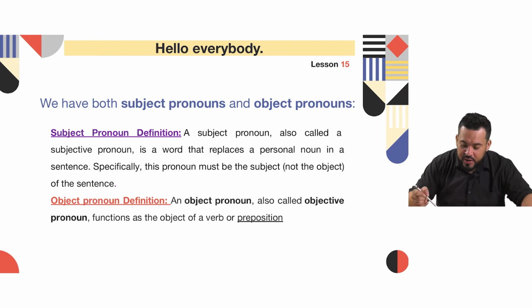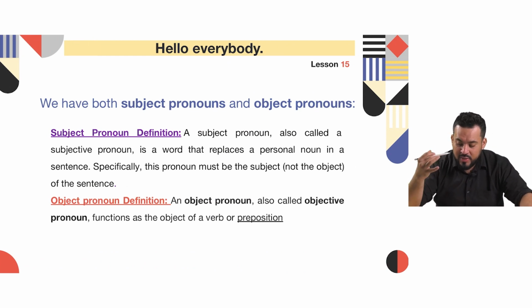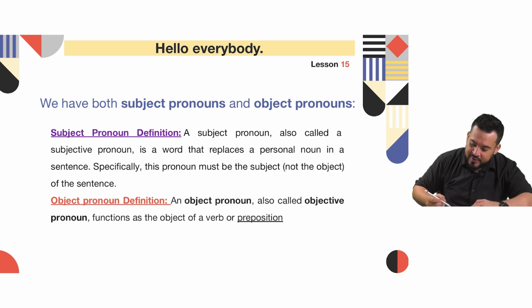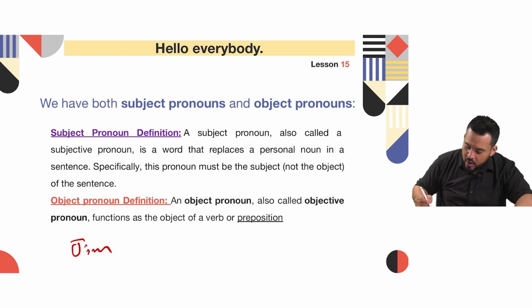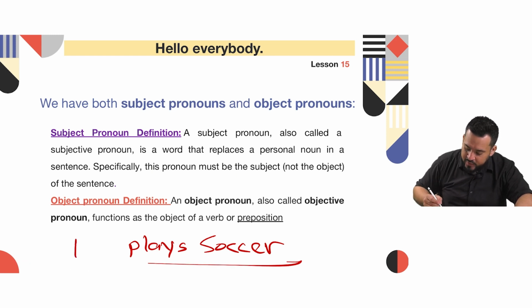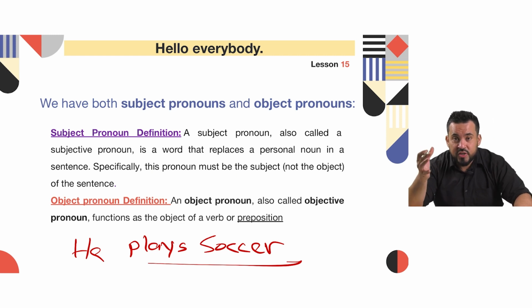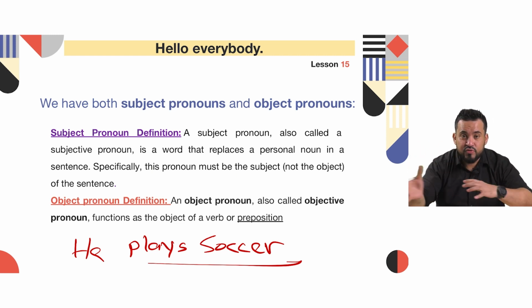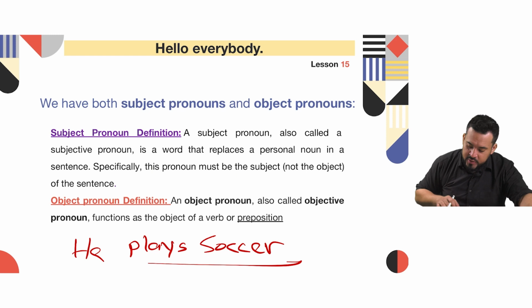Let's see. The subject pronoun is a pronoun that replaces the subject in the sentence. For example, if in the sentence I say Jim plays soccer, then the pronoun will remove Jim and put "he" instead of Jim. So the subject pronoun replaces the subject. We remove the name or the person, and we just put a pronoun that refers to that person.